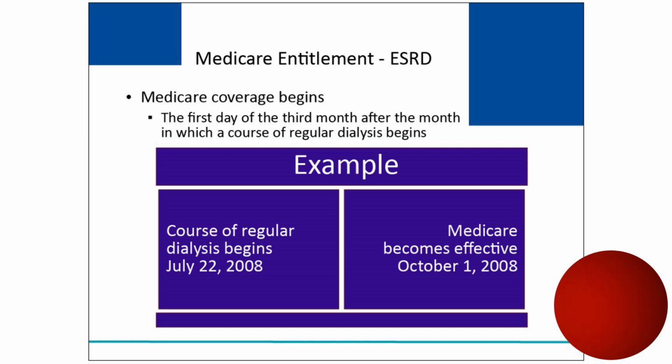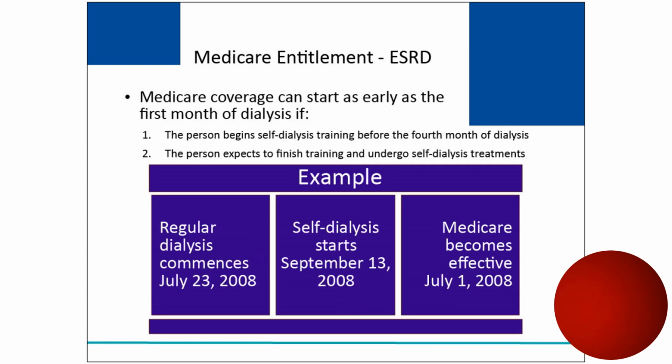Medicare Entitlement, ESRD. Usually, Medicare coverage begins the first day of the third month after the month in which a regular course of dialysis begins. For example, if a person begins a regular course of dialysis on July 22, 2008, Medicare coverage would become effective October 1, 2008.